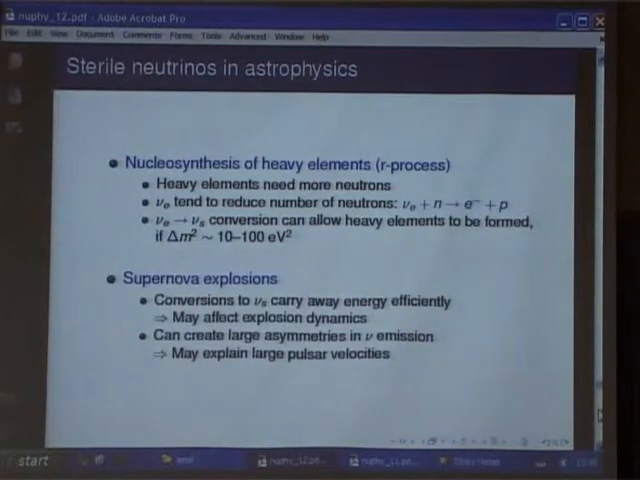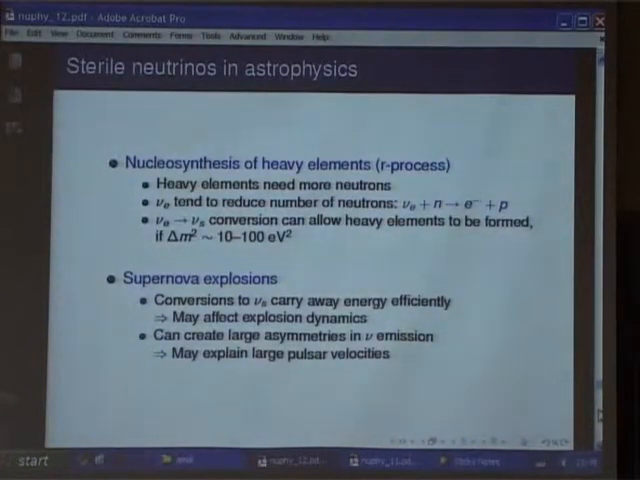Another thing that it can work is for supernova explosions. Okay. So firstly, if you convert nu_e's to nu_sterile, okay, nu_steriles go out very fast. Okay. So which means the energy of collapse is carried out very efficiently. So the star cools very fast. So this is going to affect the way you explode the star. We'll talk about this sometime in the later course and give a special talk about supernova.